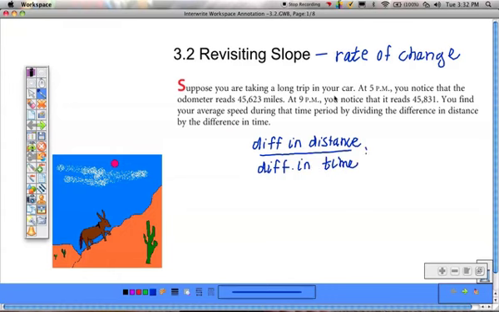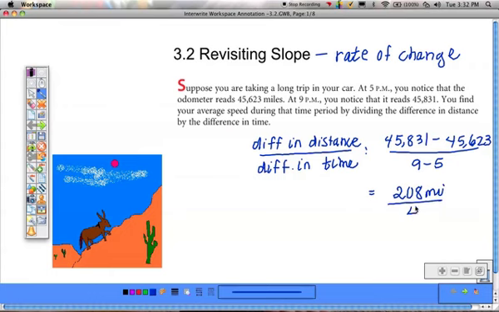Okay, so for this car trip, the difference in distance, we're going to take our larger distance, 45,831, subtract the 45,623, and we traveled that distance over, we went from 5 p.m. to 9 p.m., so we went 4 hours. Okay, so if we simplify that, we're going to get 208 miles that we traveled in 4 hours, and that turns out to be 52 miles per hour. Okay, so there's a review of slope, a rate of change, and in this example, you're going 52 miles per hour.